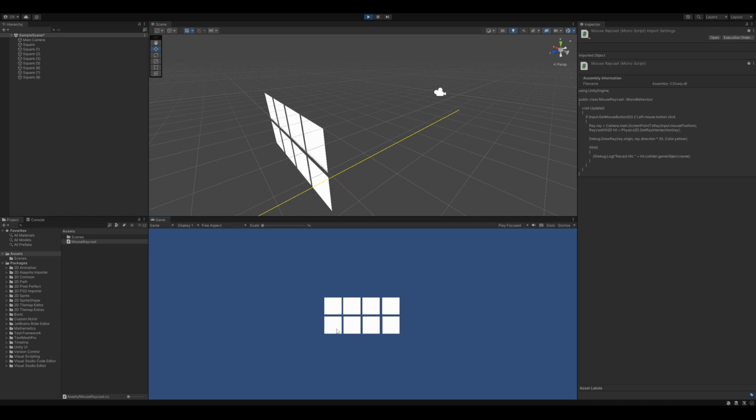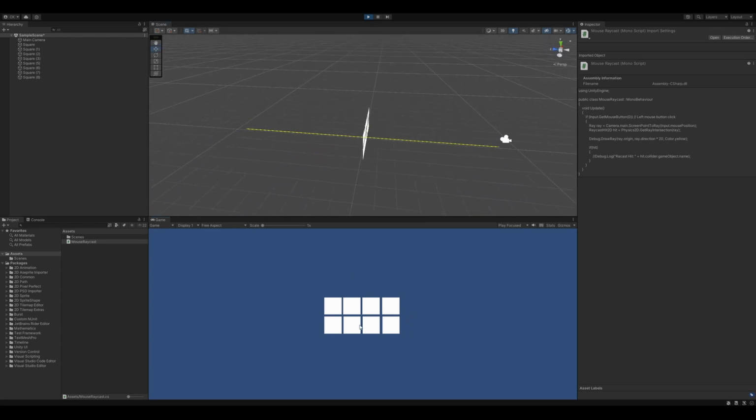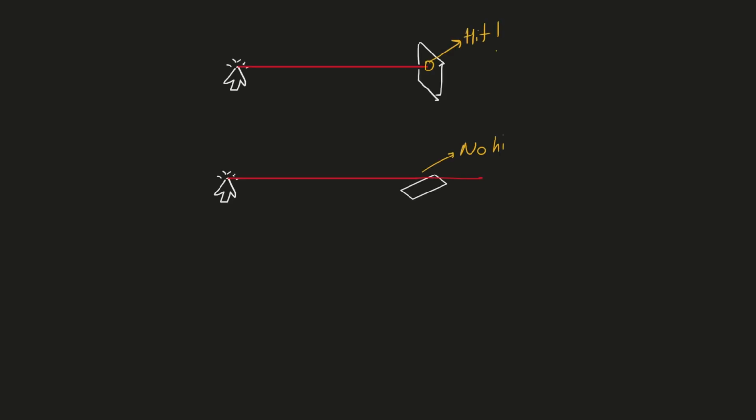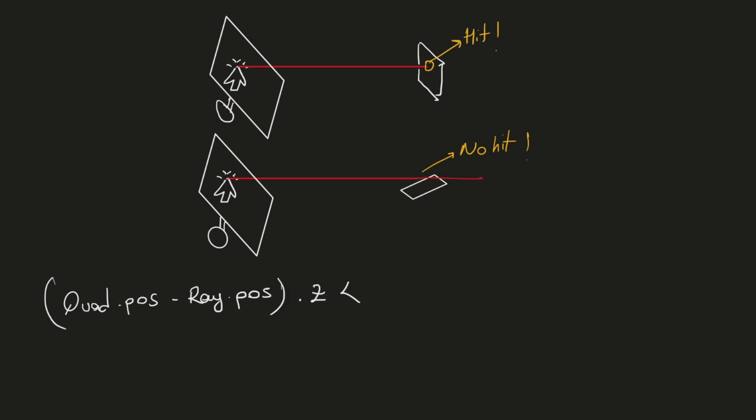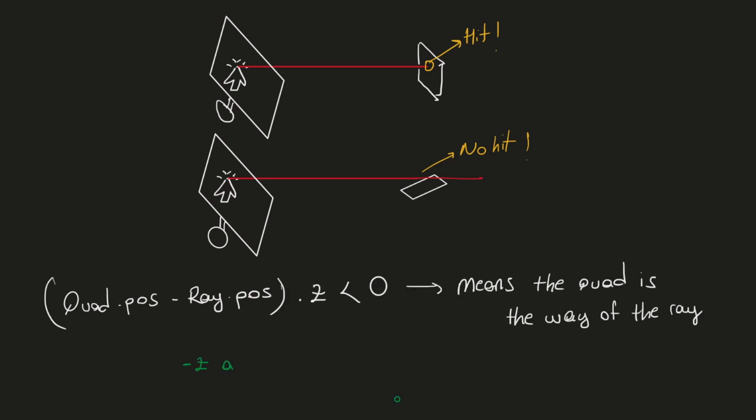Now let's think. We have a ray and a quad. How do you know if the ray hits it? Since our game is 2D, it is easier to imagine the process. If the x and y values of the origin of our ray are within the bounds of our quad, and the z value of the position of our quad minus the origin of the ray is negative, that means we got a hit. But what if the quad is rotated or scaled?